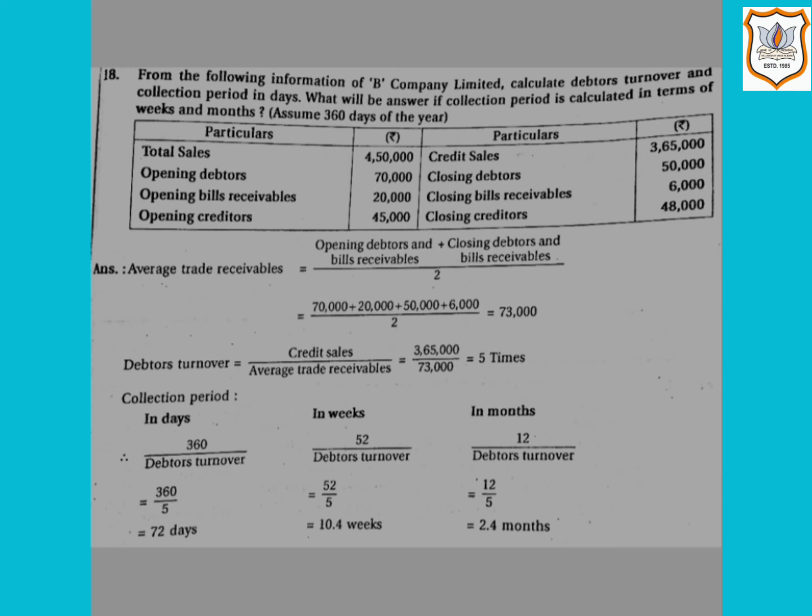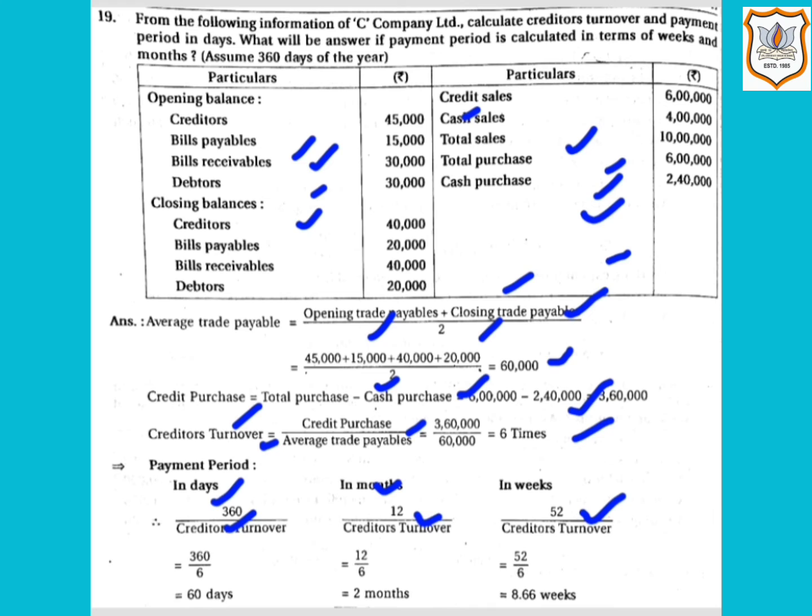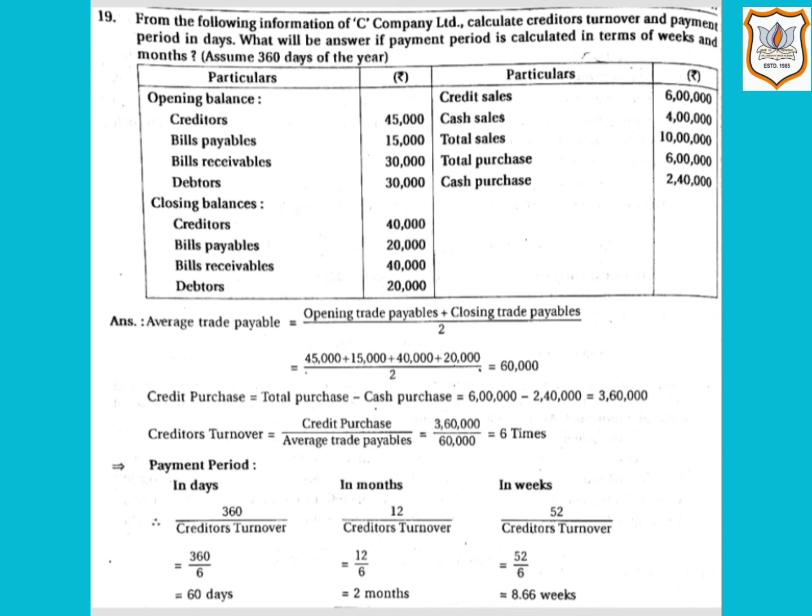Now let us see the last question. Question number 19. Here is the question. From the following information of C Company Limited, calculate creditors turnover and payment period in days. What will be the answer if payment period is calculated in terms of weeks and months? Assume 360 days of the year.